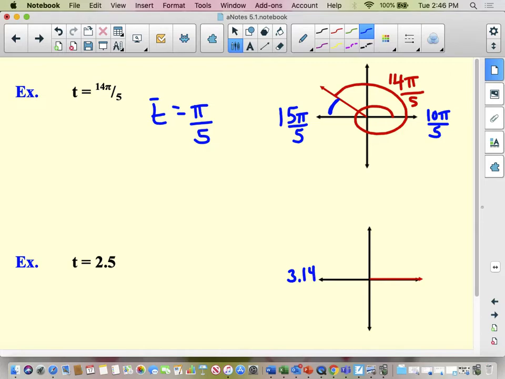So 2.5, if I were to approximate that, is a little before 3.14. Okay, so there's my angle. Well, my reference angle is from my terminal side to the x-axis. So mathematically, how can I figure out what T bar, my reference number, is? I can take 3.14 minus 2.5 and get that as an approximation, or if I want it exact, I can take pi, 3.14 is pi, minus 2.5.